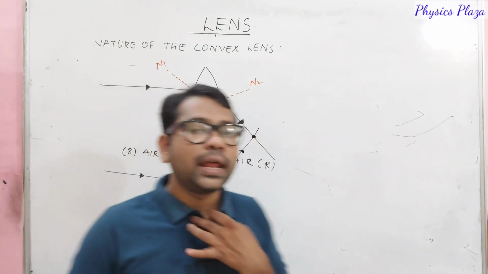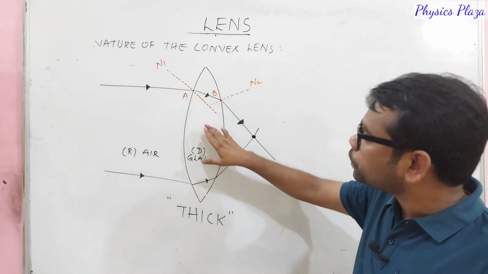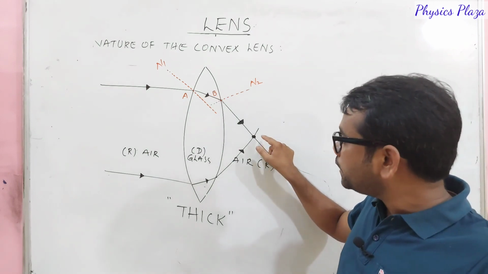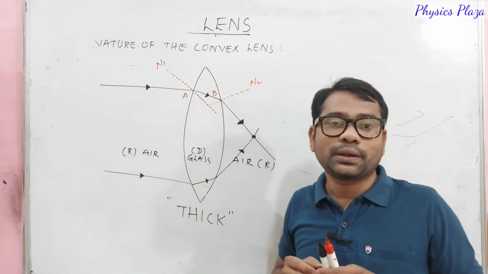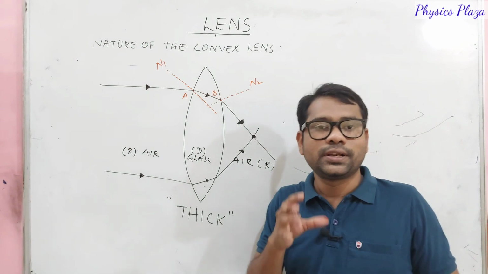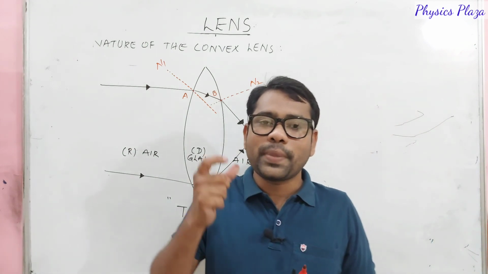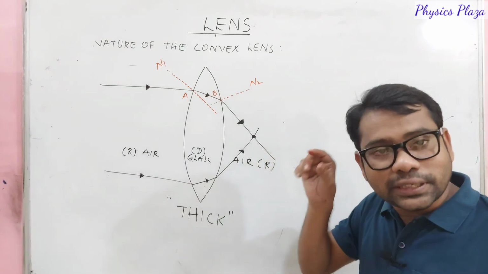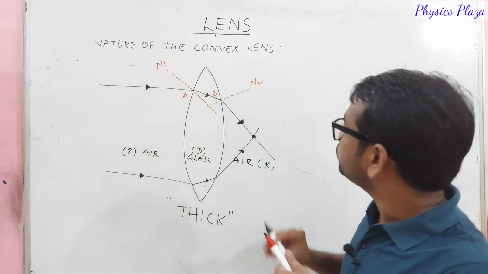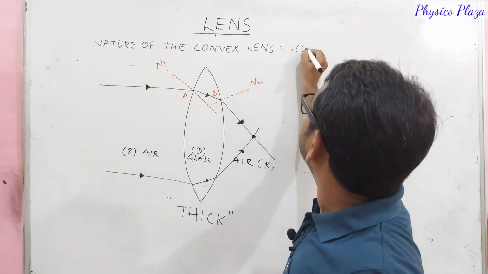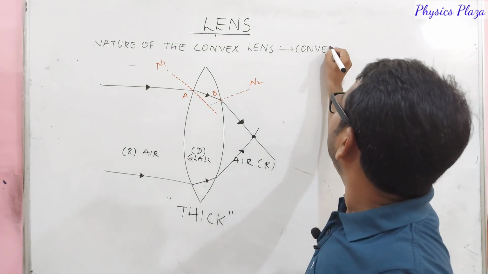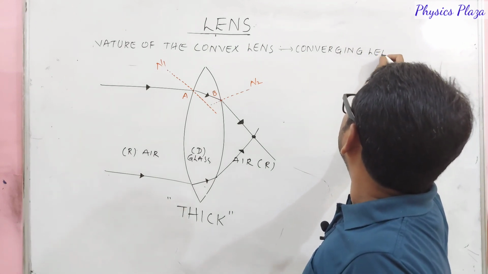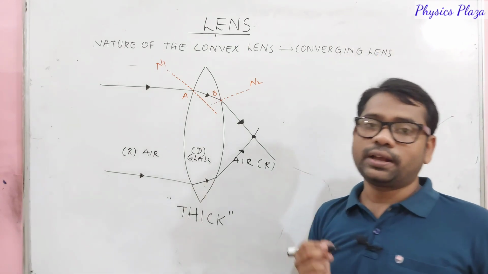So whenever light rays pass through a lens, that is the convex lens, after refraction, dear children, the light rays are meeting at a point, meaning the light rays are converging. So here the convex lens makes the refracted light rays converge at a particular point. That's why, dear children, a convex lens is also called a converging lens. So what is the nature of the convex lens, dear children? Converging action. It shows converging action.